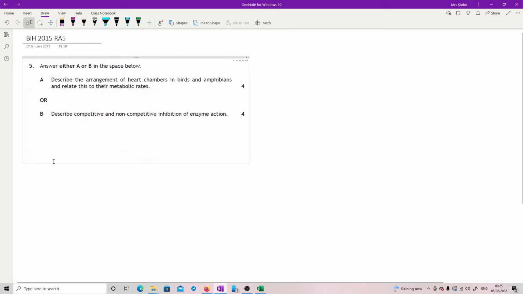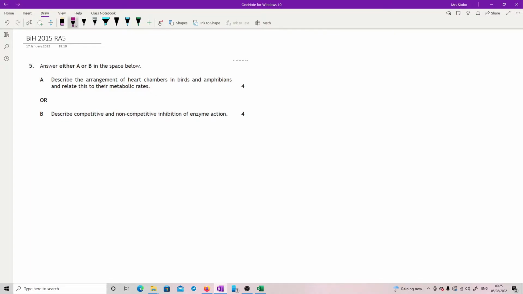Question 5. Okay, question 5. This is your 4 marker. We've got answer either A or B. So A is describing the arrangement of heart chambers in birds and amphibians. Relate this to their metabolic rate. So you've got to break this question down. We've got arrangement of heart chambers, and then we've got metabolic rate. And then we have to talk about in birds and amphibians.